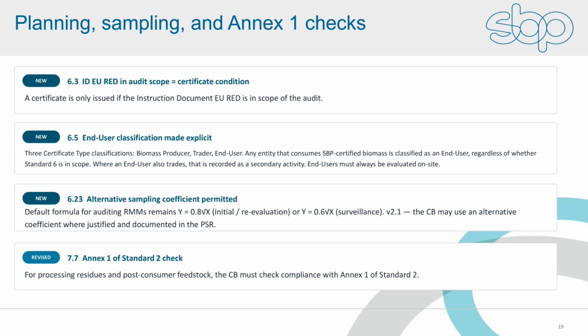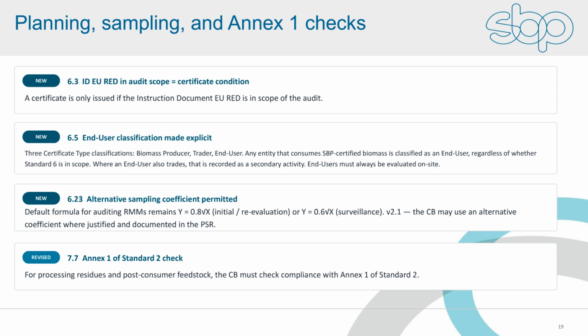Now planning, sampling, and Annex 1 checks. 6.3 A certificate is only issued if instruction document EU RED is in the audit scope. 6.5 makes end-user classification explicit. 3 certificate types: biomass producer, trader, and end user. Any entity that consumes SBP-certified biomass is classified as an end user, regardless of whether Standard 6 is in scope. Where an end user also trades, that's recorded as a secondary activity, and end users must always be evaluated on-site.